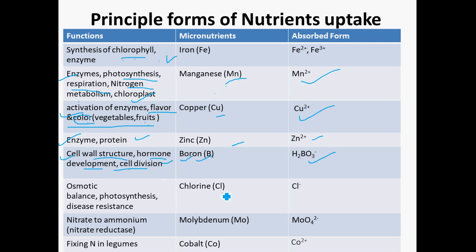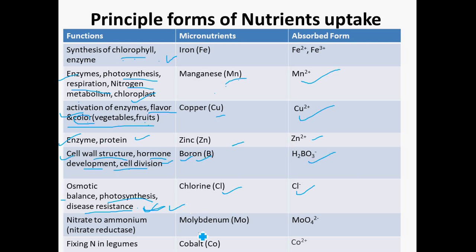And the next one is chlorine. Plants take up chlorine in the form of chloride ions, and it is helpful for osmotic balance, in the process of photosynthesis, and also for disease resistance. The main function of chlorine is that the chloride ion suppresses plant diseases. It protects the plants from certain diseases.